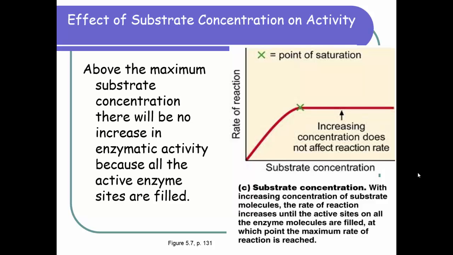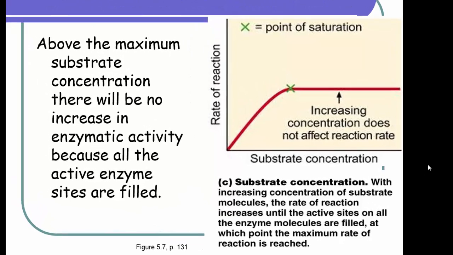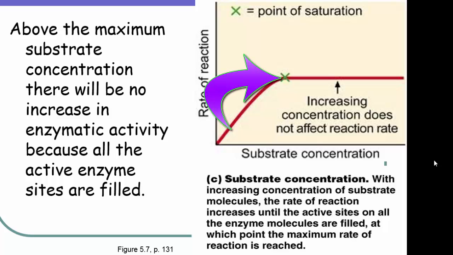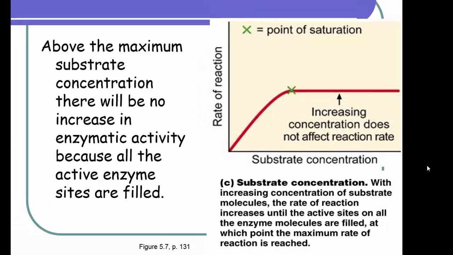How much substrate you have also affects the activity of the enzyme. At a certain point, increasing the amount of substrate will not increase the rate of reaction. This is because all the enzyme active sites are filled with substrate, and adding more simply isn't going to make the enzymes work any faster. They are working at their maximum capacity with the substrate. And this point where the rate of reaction no longer increases is known as the point of saturation. Doesn't matter how much more substrate you put in, we are at the peak of efficiency.